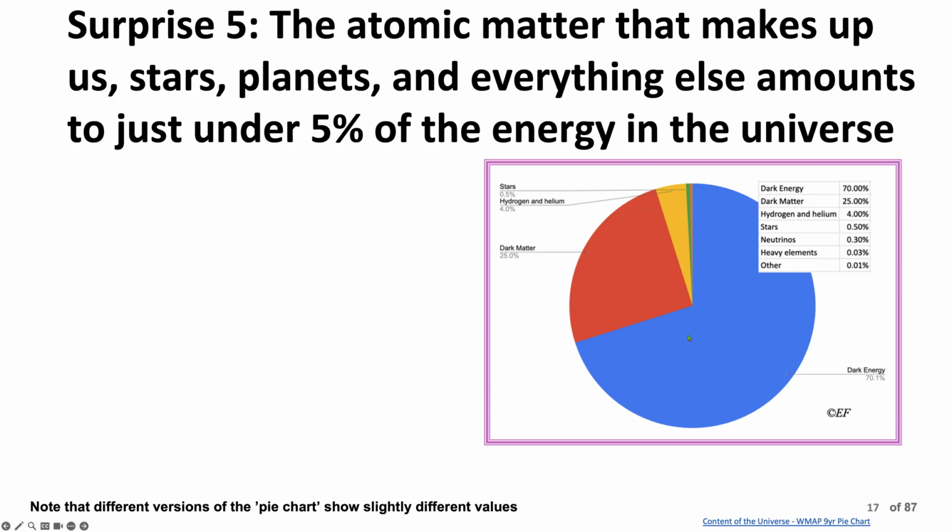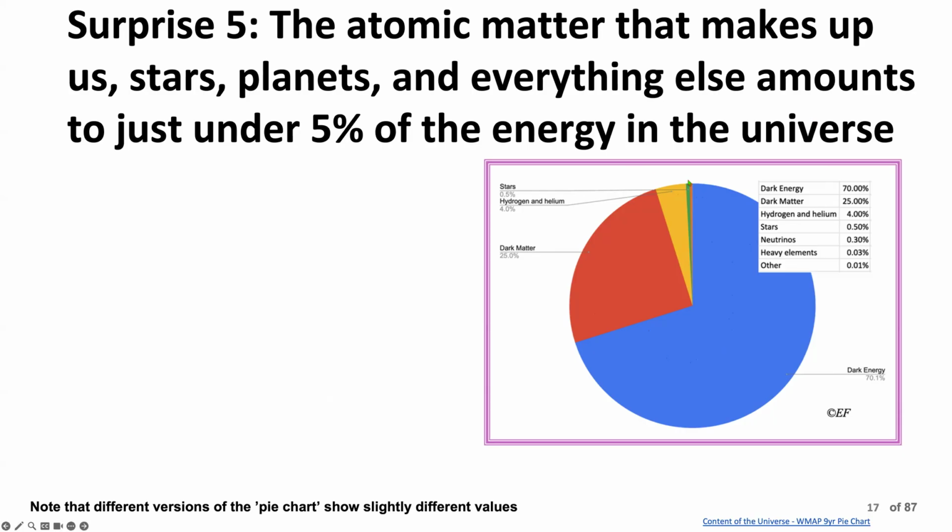The blue segment, the biggest one, is dark energy. Roughly 70% of all the energy in the universe is dark energy. Dark matter takes up a huge sector, 25%. Right here is hydrogen and helium that's not in the form of stars. It's just gas floating around.